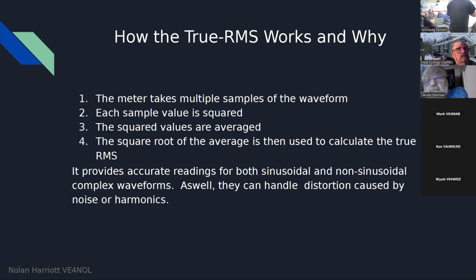So how does the true RMS work and why? The meter takes multiple samples of the waveform. Each sample value is squared. The squared values are averaged. The square root of the average is taken and used to calculate the true RMS. This provides accurate readings of both sinusoidal and non-sinusoidal waveforms and complex waveforms. So it'll give you the RMS value. It doesn't matter if it's a sine wave, a triangle wave, or a sawtooth wave. They can also handle distortion caused by noise or harmonics, right? Noise and harmonics aren't going to change it because you're taking an average. So that can be really helpful in radio circuits as well.